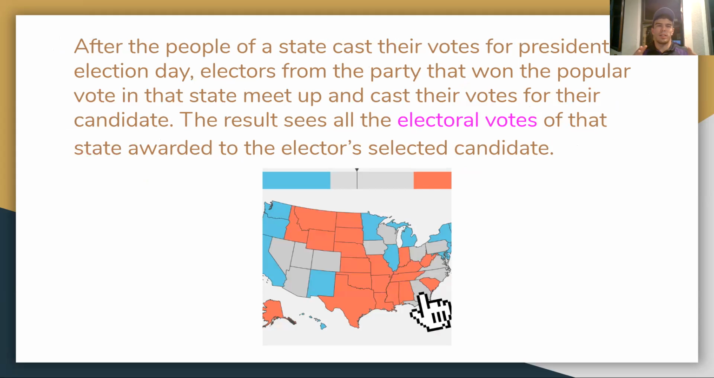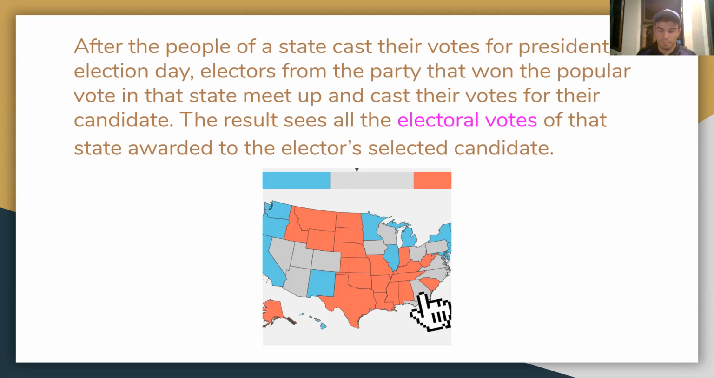All right, I'll try to clear that up here. Okay, so after the people of the state cast their votes for president on election day, electors from the party that won the popular vote in that state meet up and cast their votes for the candidate. So that's the election in December when the electors meet up. The result sees all the electoral votes of that state awarded to the electors' selected candidate.